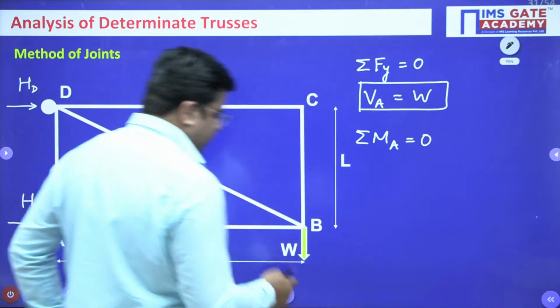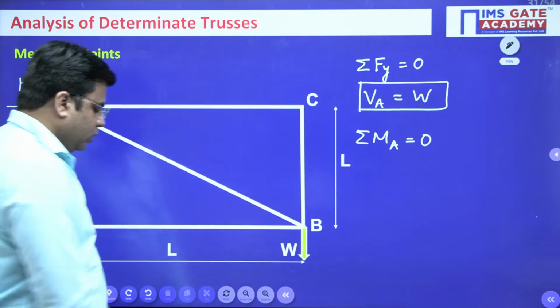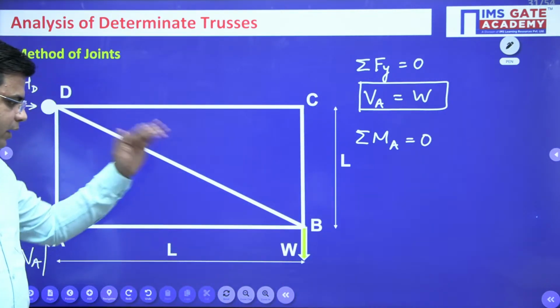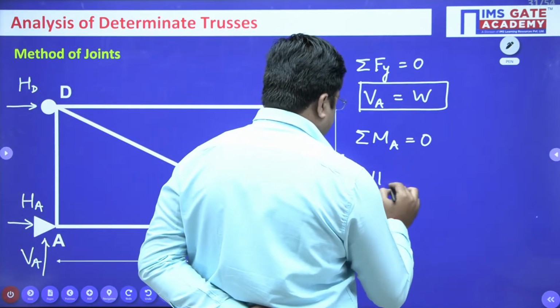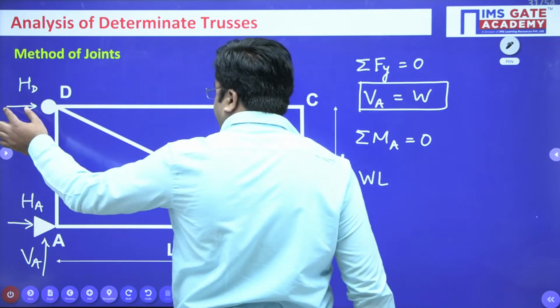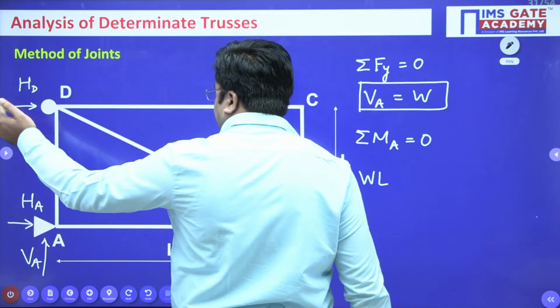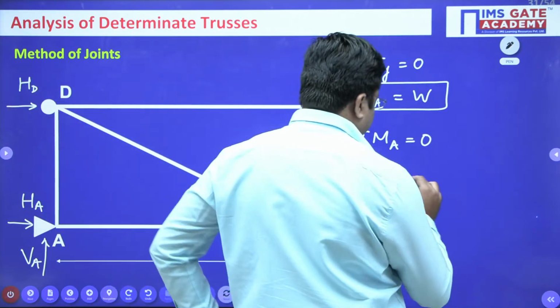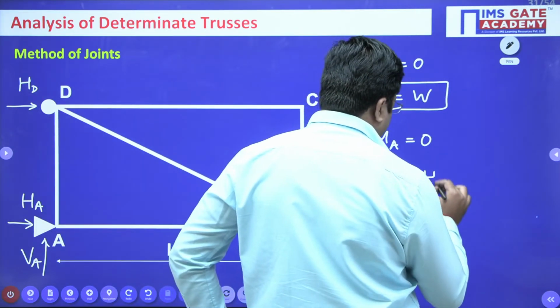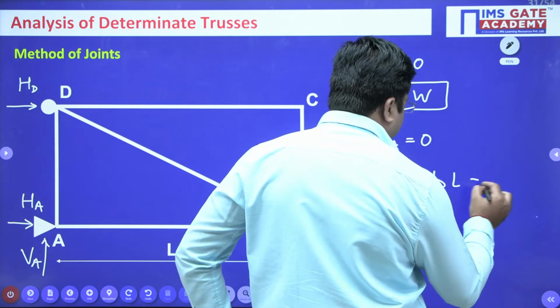So the first moment I'll have is due to this W load. This is W into L in clockwise direction. And there will be another moment due to this HD, which we have also assumed in this direction. Hence this is also clockwise. So this HD into L comes out to be 0.